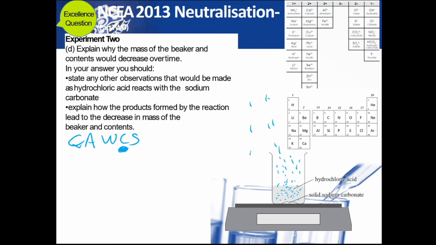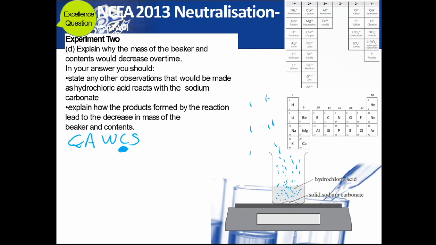Okay, so that's what you're going to say. State the observations made as the hydrochloric acid reacts with the sodium carbonate. So what you saw: the sodium carbonate was disappearing. You saw bubbles forming, and you know that was the CO2. If there was universal indicator in there, you would have seen the color changes happening. And then explain how the products formed by the reaction lead to the decrease in mass of the beaker and the contents over time. But it will stop eventually.